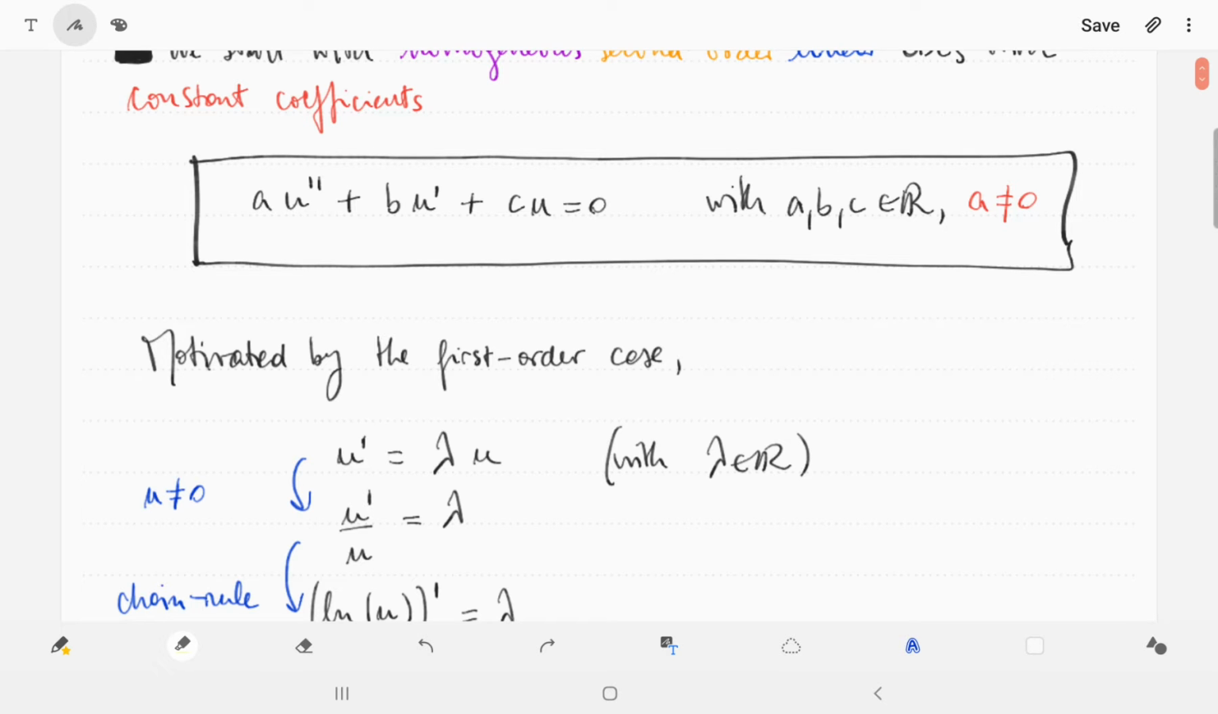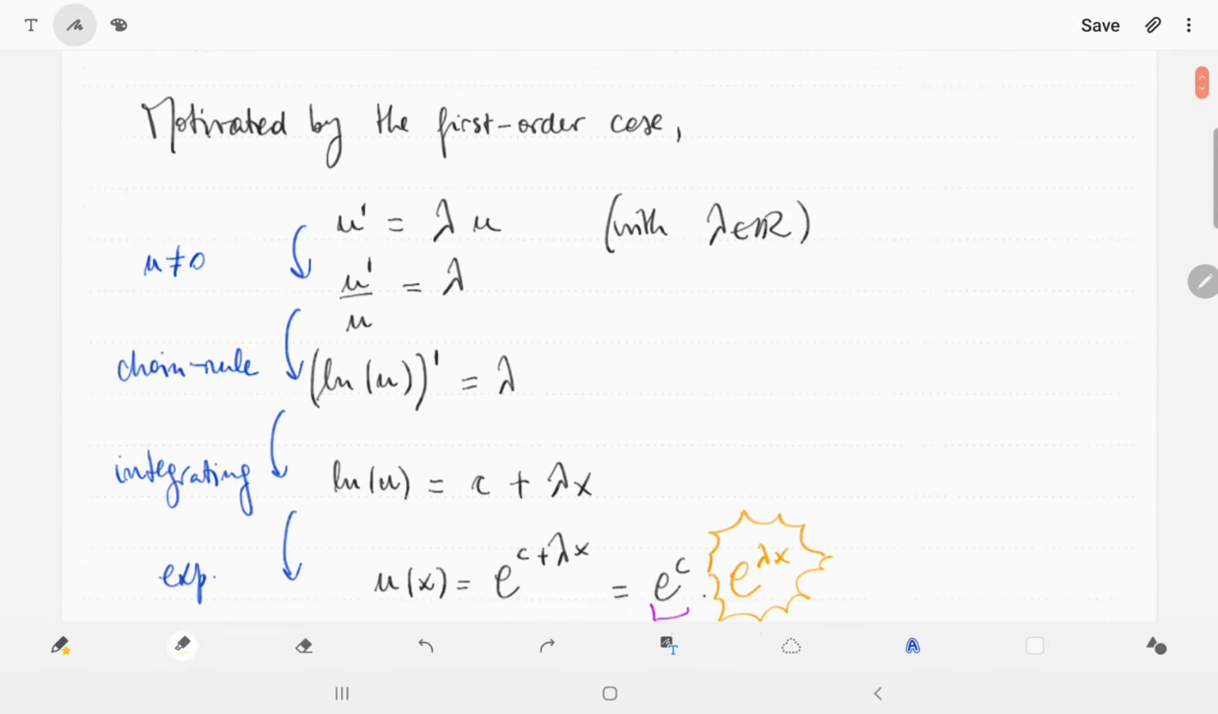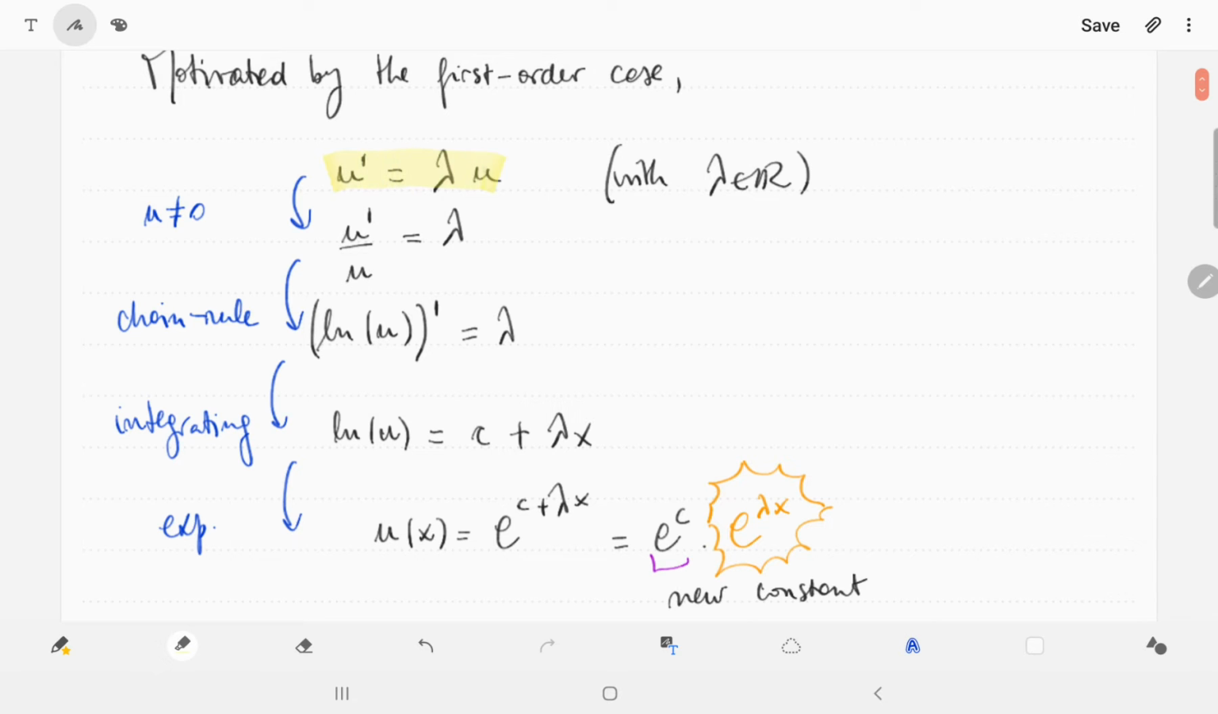Motivated by the first order case, where we only have, let's say, this part, this special equation, u prime equal to lambda u, where lambda is a real number, we can solve this by hand. Imagine that, if we look at this equation, the function u equal to 0 is a solution, right? But it's not super interesting. So we want a non-trivial solution, which is a solution that is not all the time 0. So we can divide by this u here.